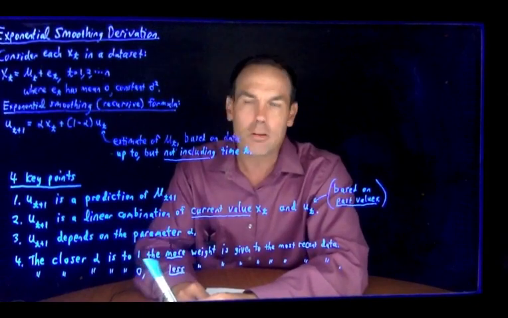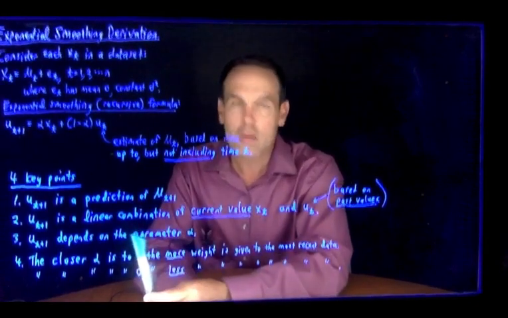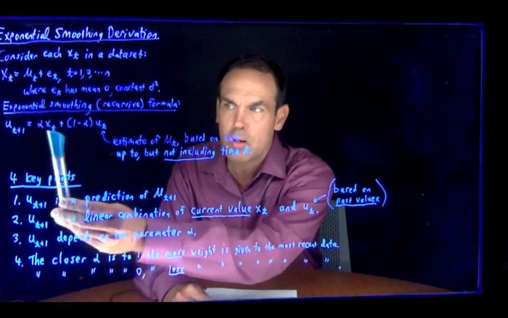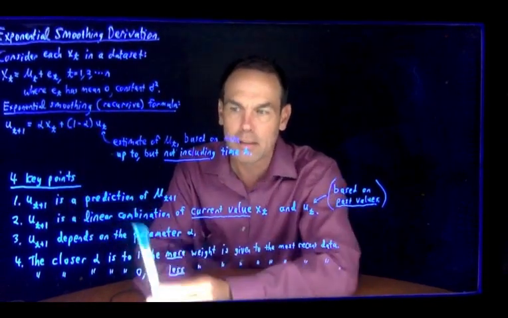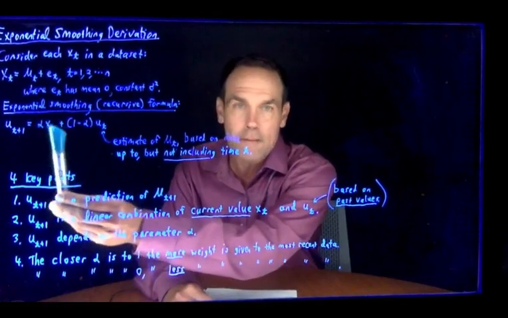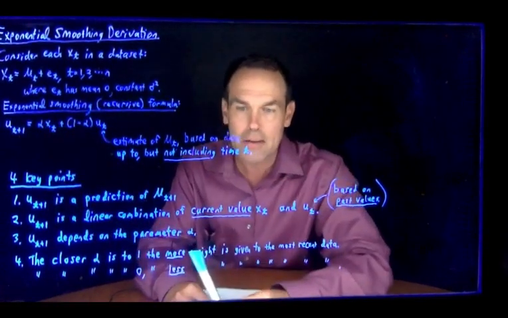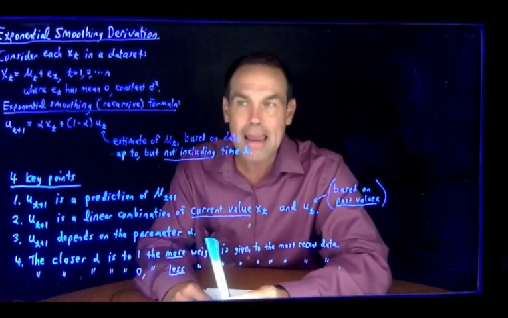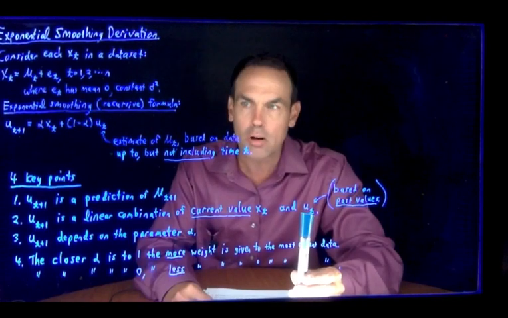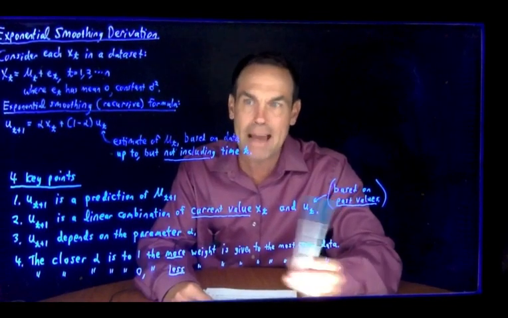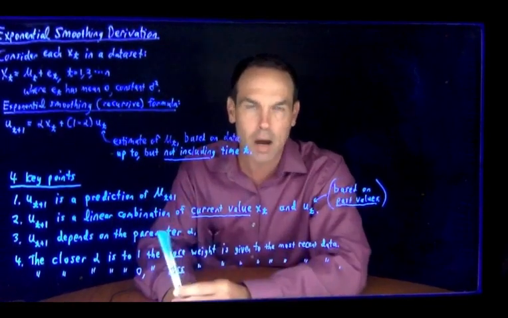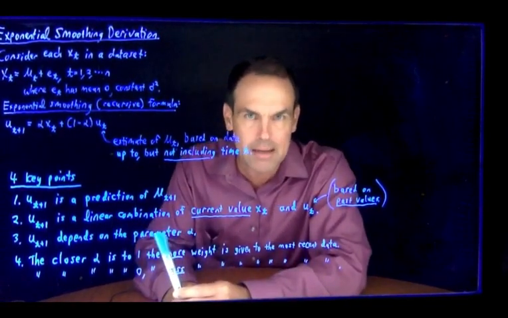Secondly, another fact about u sub t plus 1. It's a linear combination. Really, that's just a fancy way of saying the sum of this and this. A linear combination of the current value x t, that's this alpha times x t, and u t. Well, what is u t? Recall that u t is based on past values because we had said here u t is an estimate of mu t based on data up to but not including time t.